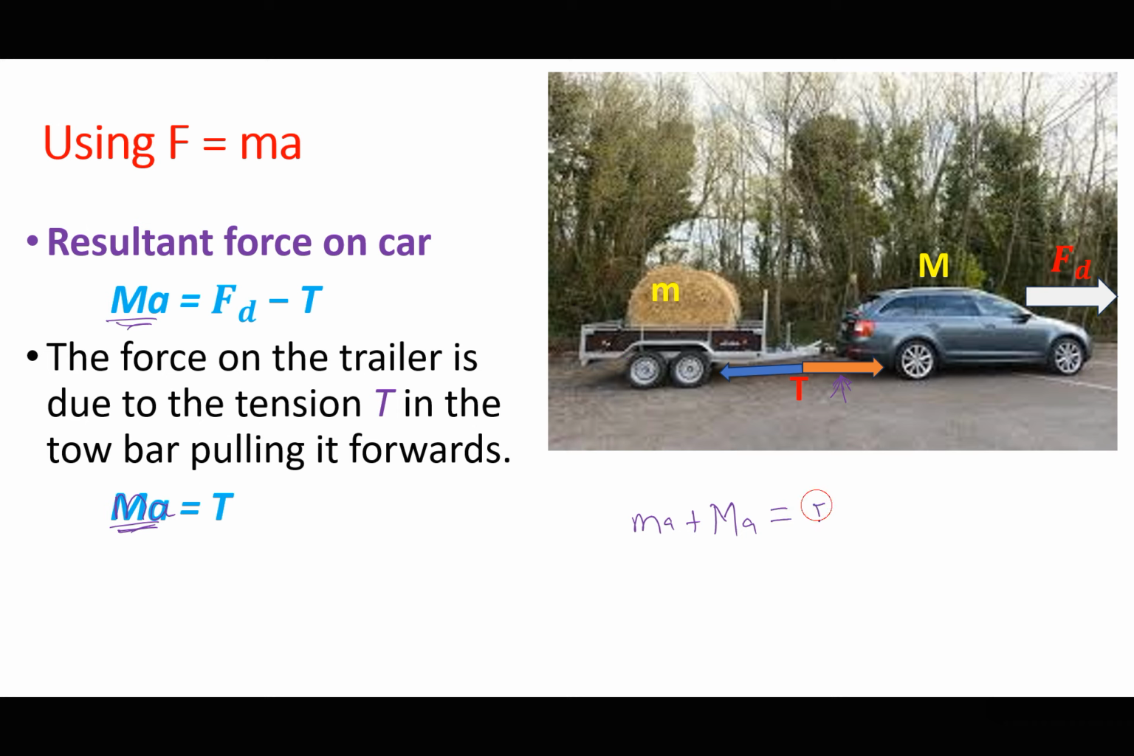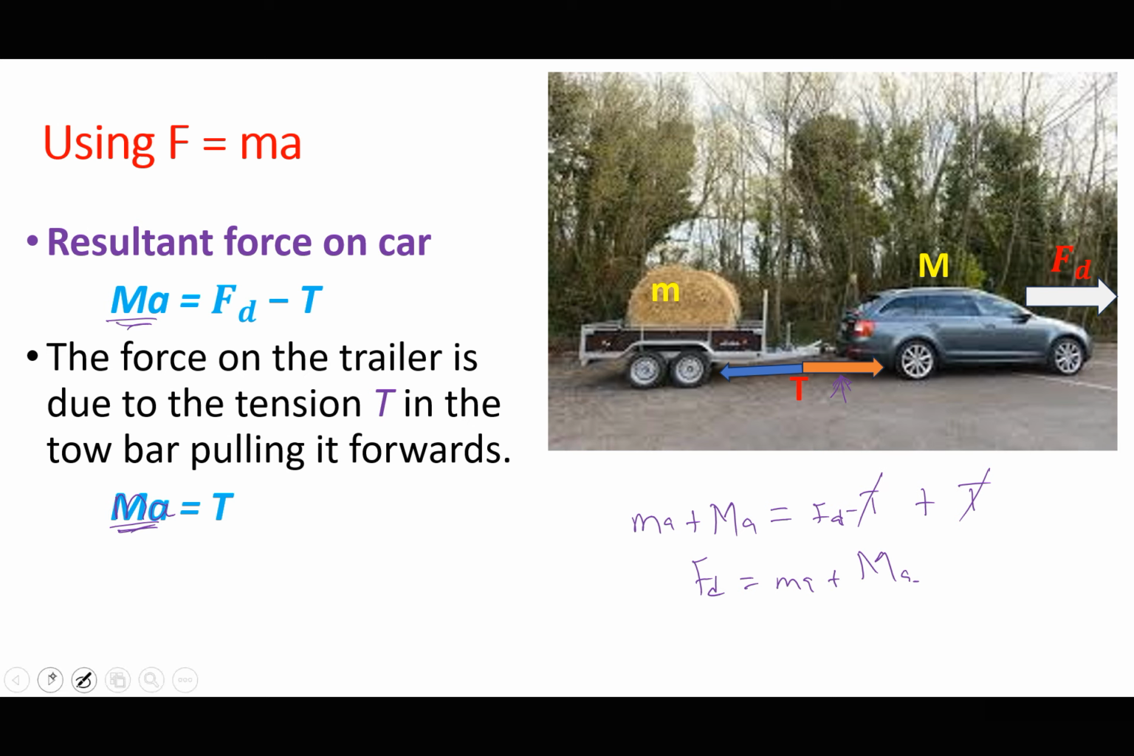So this is going to be Fd minus T plus T, so this cancels out. Therefore, we simply say that Fd is ma plus MA. That is the resultant on the car plus the resultant on the trailer. That is the driving force, if there is no other resistive force in that case.